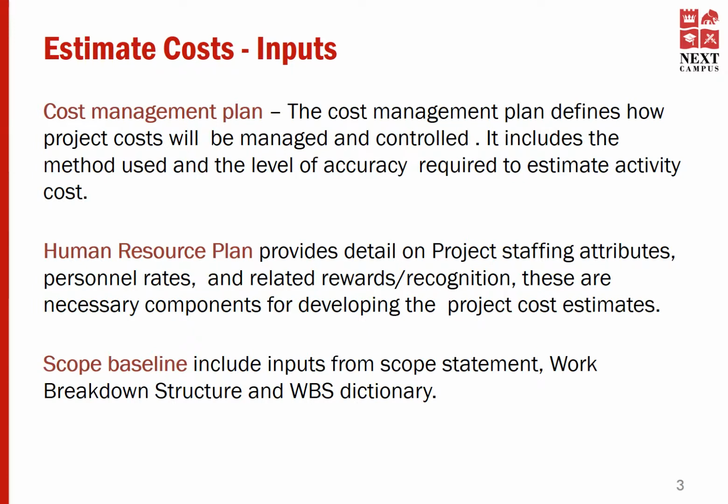Human resource plan. Human resource plan provides detail on project staffing attributes, personnel rates, and related rewards and recognition. These are necessary components for developing the project cost estimates. Scope baseline. Scope baseline includes inputs from scope statement, work breakdown structure, and work breakdown structure dictionary.